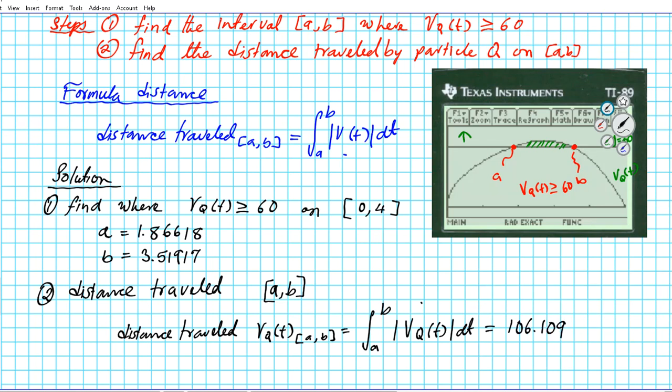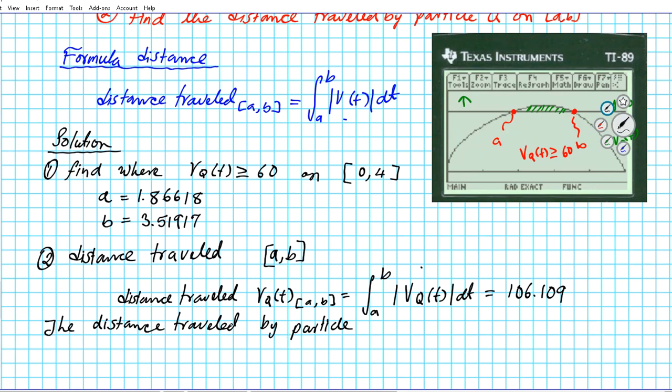106.109. So let's write down what the answer means. The distance traveled by particle Q on the interval AB is 106.109. What's the unit here? The unit for distance is meters. Alright, so let's move on to the last one.